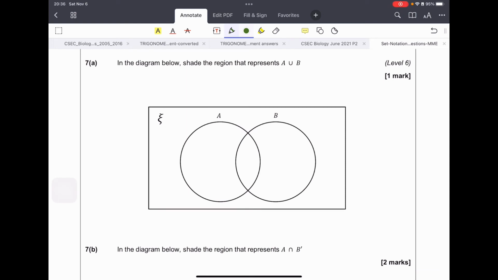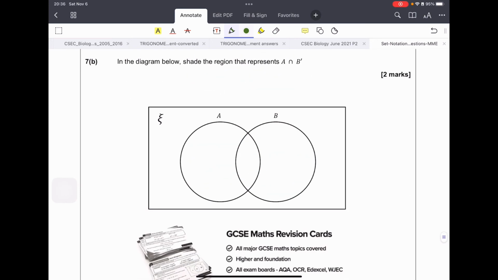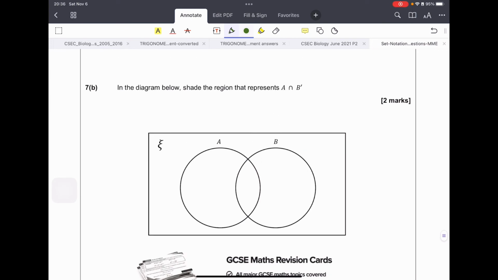In the diagram below, shade the region that represents A union B. Again, I don't know why they're asking us this. A union B is everything that A has and B has together. Right? Not A intersect B. This is A intersect B. A union B is everything that A and B has together. Right? In the diagram below, shade the region that represents A intersect B prime. So again, let's find A. A is everything in this circle. Bam.